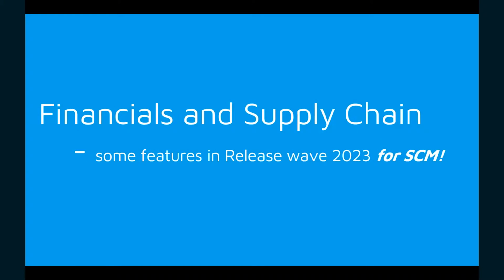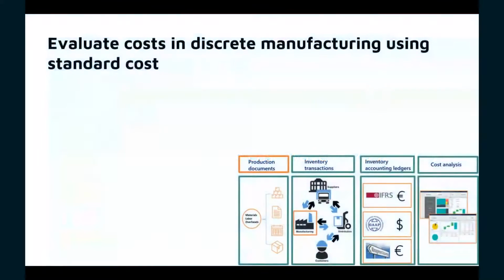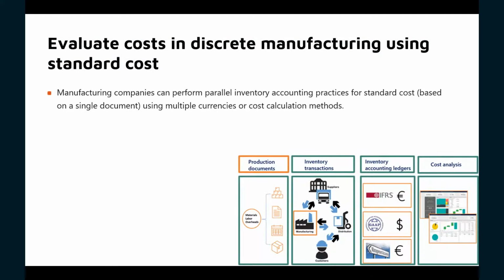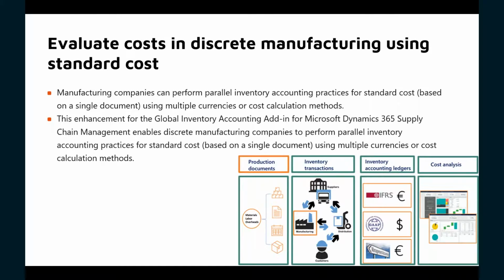And now the final thing, and then it's on to a bit more. Just the final things on the new things, financials and supply chain. Some features in release wave 2023 for supply chain management. Well, yes, well, no, it's finance. I think some of it. Now, this is big. This has been something we've been waiting for. We've been able to do cost calculation in several currencies and doing it for standard cost and having separate parallel ledgers in here for the various accounting practices in countries around the world.